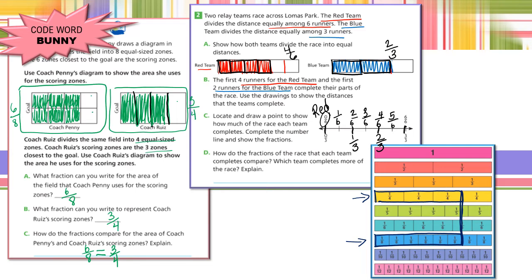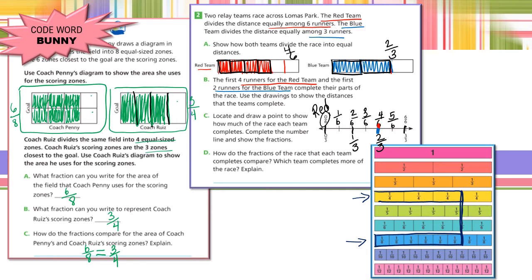Okay. The red team had 4 runners, so they are here. And the blue team had 2 runners, so they are here. So 4 6ths and 2 thirds are on the same place in the number line. So how do the fractions of the race that each team completes compare? Which team completes more of the race?